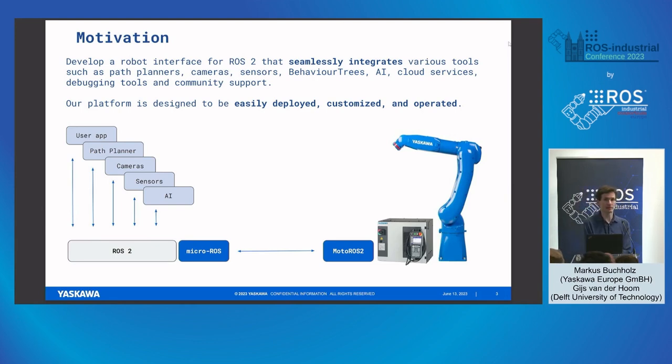First, we tried to give our current customers and future customers an interface that you can straightforwardly deploy on your controller and connect to your ROS stack and ROS ecosystem. Here you can deploy path planners, for example from Pick-Nik, you can run behavior trees, and artificial intelligence and all types of vision systems are ready to go. Later we will display how to use it, and this is our goal.